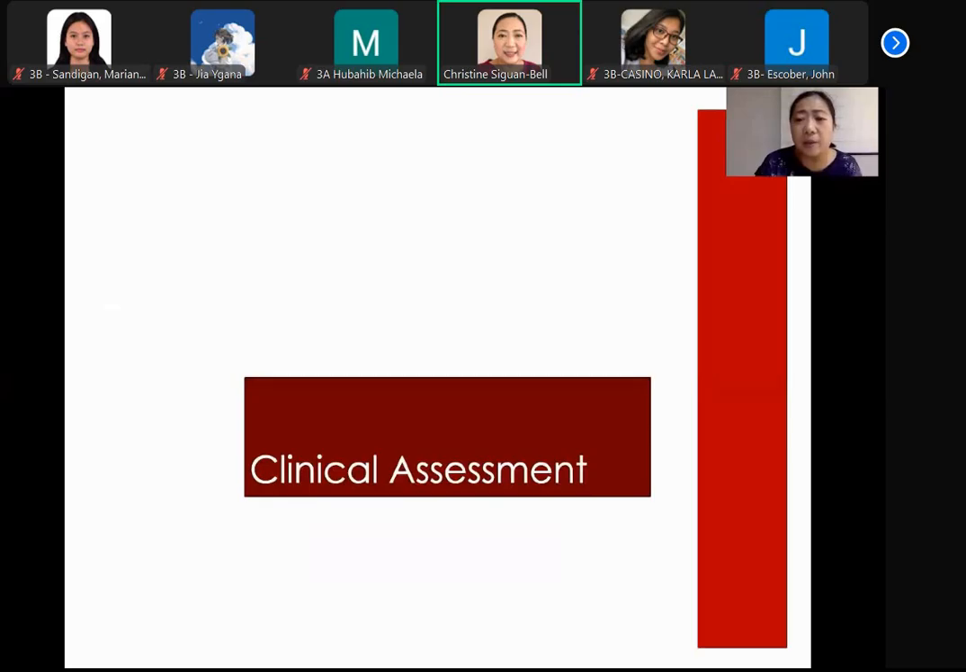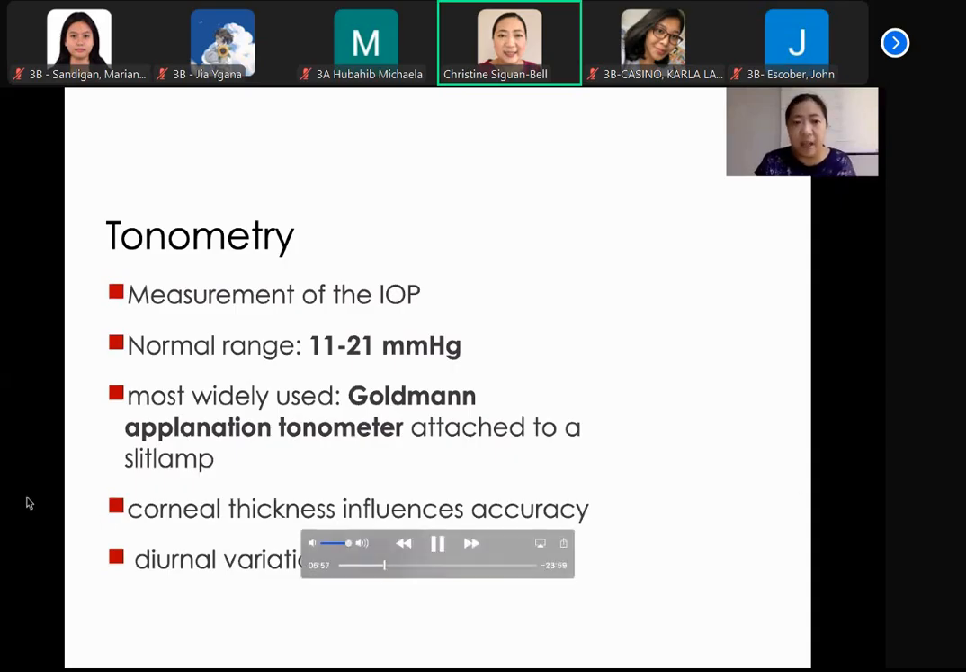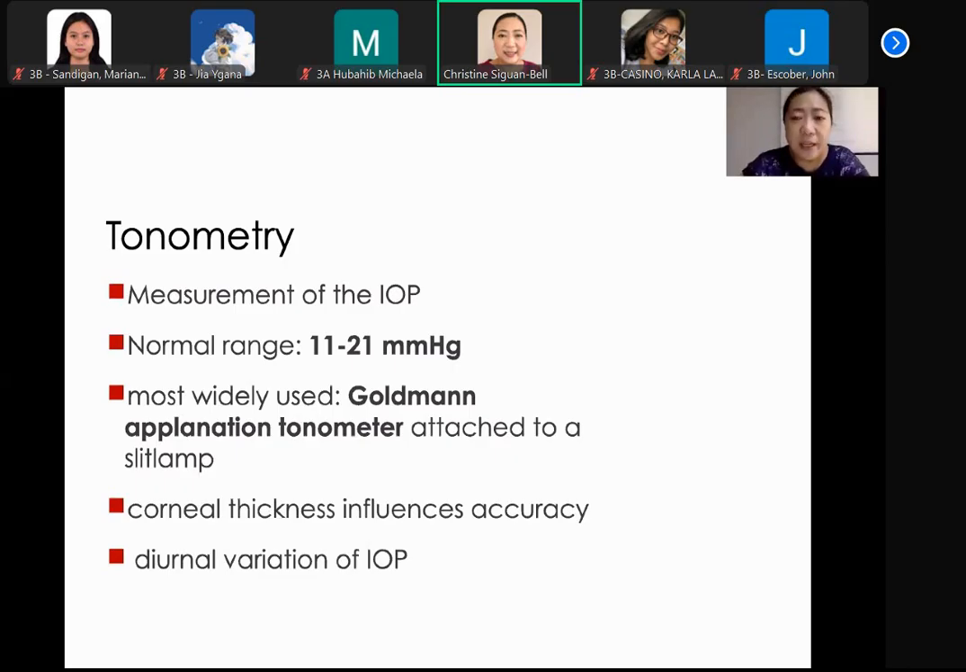Now, how do we go about with the clinical assessment of glaucoma? First, we check the intraocular pressure with a procedure called tonometry. The normal range is from 11 to 21 millimeters of mercury. The most widely used equipment is the Goldmann applanation tonometer, and it is attached to a slit lamp. The corneal thickness influences the accuracy of the intraocular pressure.